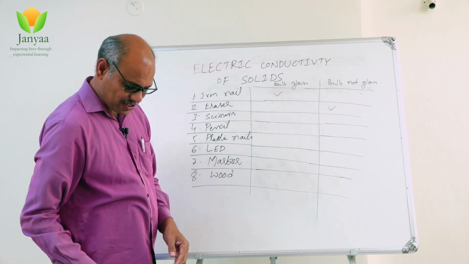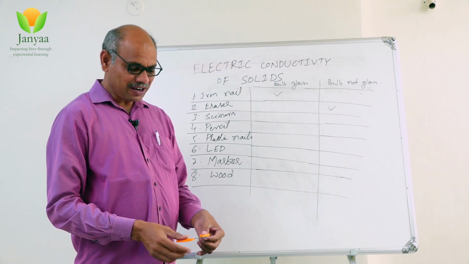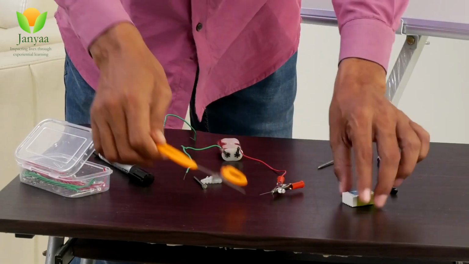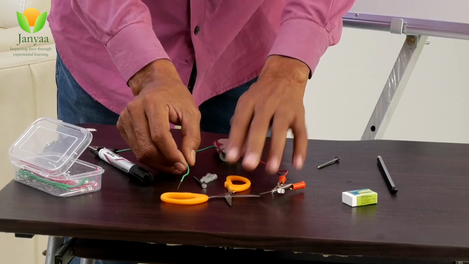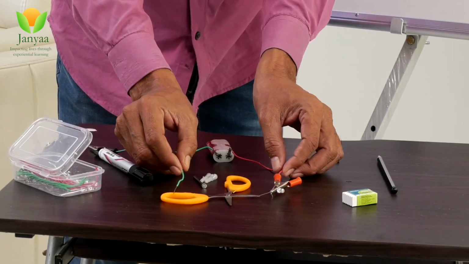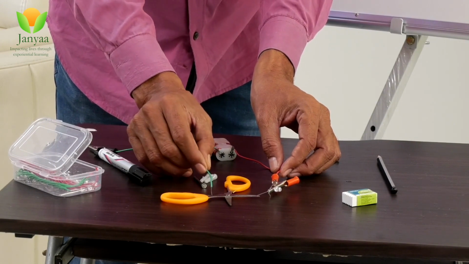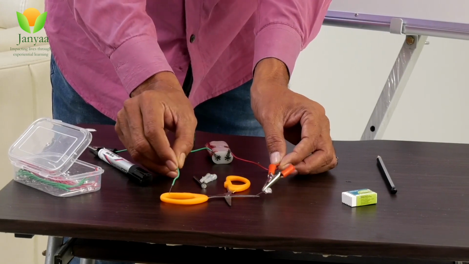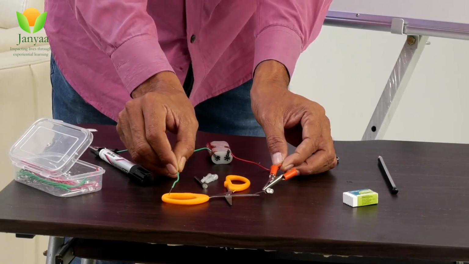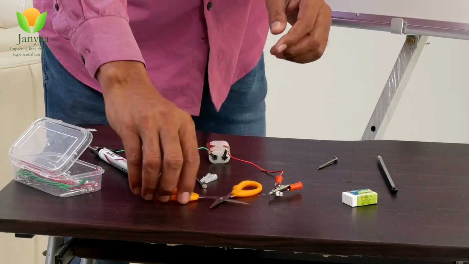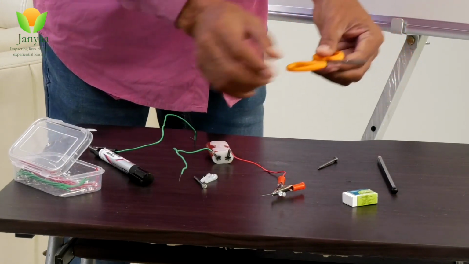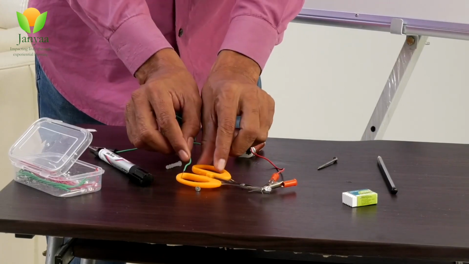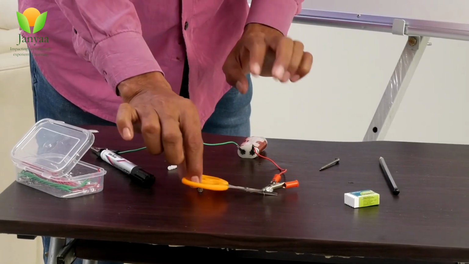Next, scissors. In scissors, there is a plastic part and a metal part. Let us check the metal part versus the plastic part. Did the bulb glow? No. But if you use the metal part, the bulb glows. If you use the plastic material, the bulb is not glowing. So in the scissors, we have seen two different things. When you use only the metal piece, the bulb glows. But when you use metal combined with non-metal plastic, the bulb does not glow.